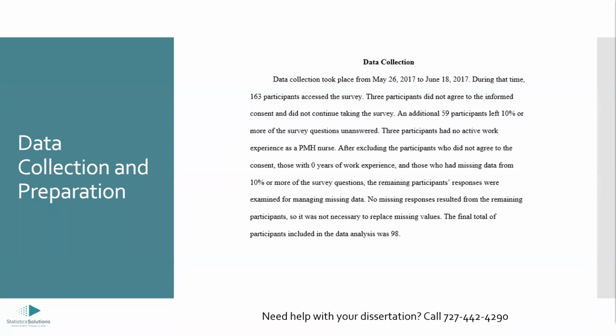And then here's another example that's a little more detailed. It explains more about the data collection procedures. Again, it tells us how many total responses we got at the beginning of the survey. We discuss how many participants were excluded, and the reason for excluding those participants. So, some of them didn't agree to the informed consent. Some of them were missing data. Some of them didn't meet our inclusion criteria. And then we talk about the final total sample size that we achieved.